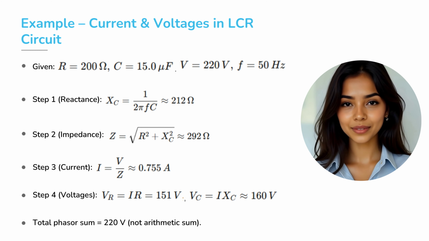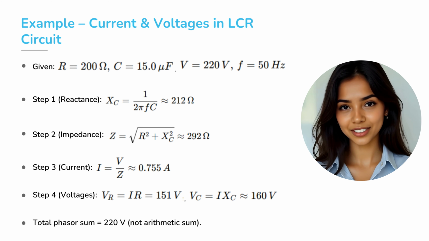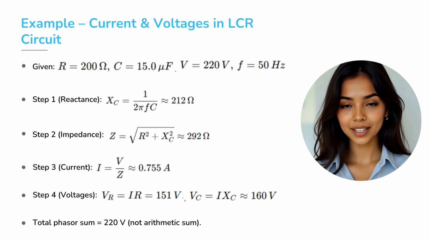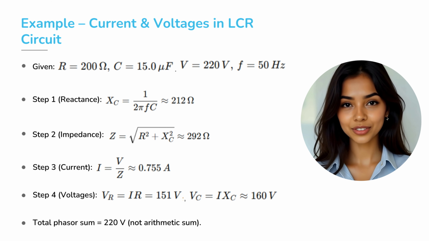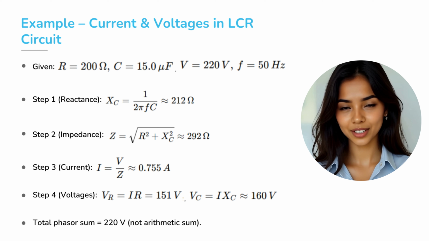Step 4. We calculate individual voltage drops. Across the resistor, VR equals I multiplied by R, giving 151 volts. Across the capacitor, VC equals I multiplied by XC, which is about 160 volts. Now here's the key insight. Although VR and VC individually add up to more than the source voltage, their phasor sum equals exactly 220 volts. This is because voltages in AC don't add arithmetically, but vectorially.